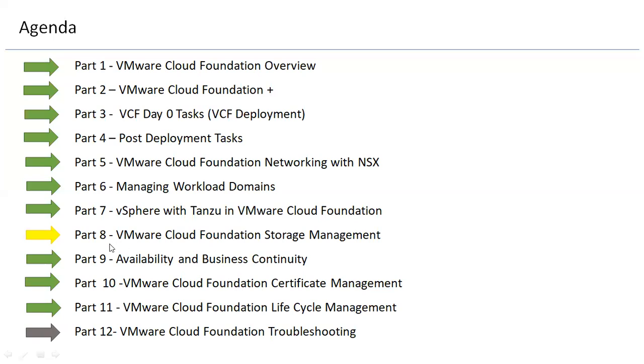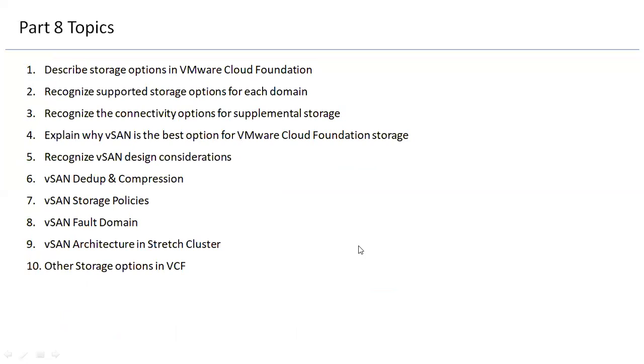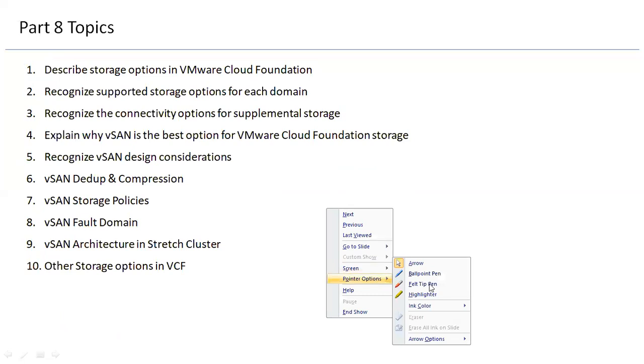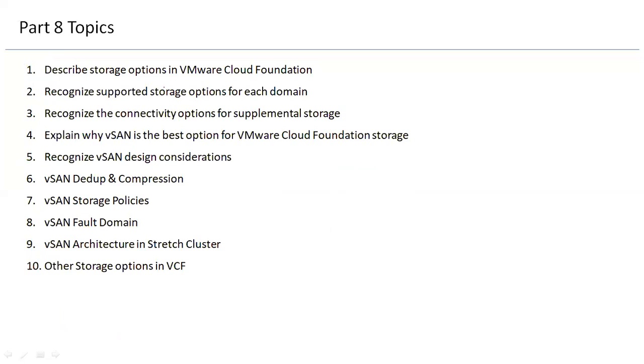So today we are on part 8, that is VMware Cloud Foundation Storage Management. What we are going to cover in today's webinar, the primary things are: describe the storage options in VCF, recognize the supported type of storage in each type of VCF domain, could be management domain or workload domain. Recognize the connectivity type options for the supplementary storage that we refer to as secondary storage, the additional storage that's provided to complement the primary storage.